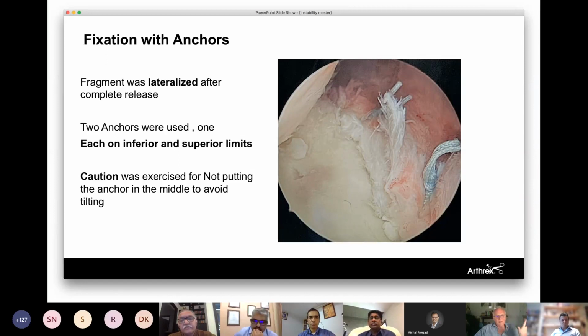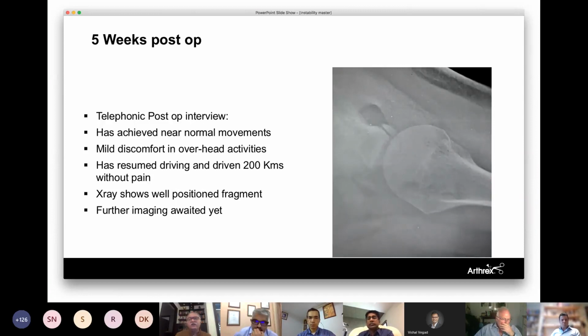Yeah. And this was the accident. I haven't seen the patient after this because of the lockdown, and the patient came from 700 kilometers away. So this was just a telephonic post-op interview. Earlier, he could not take the left turn because it was his right shoulder, and that produced internal rotation, and he got tired in driving after 50 kilometers, but he's achieved near normal range of movement.